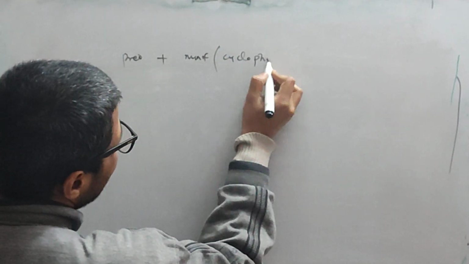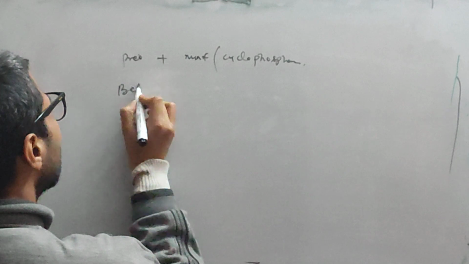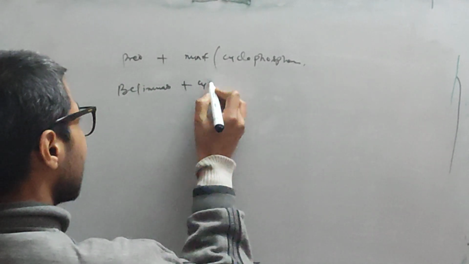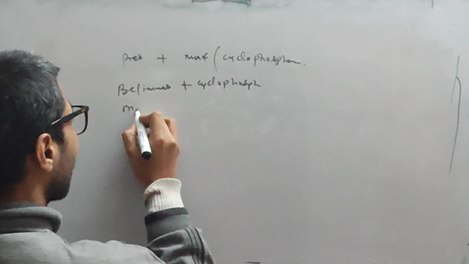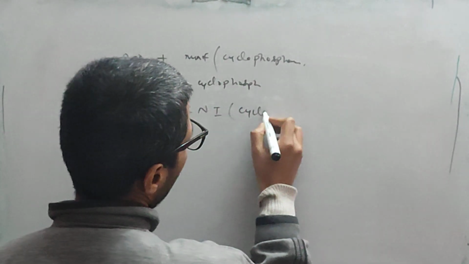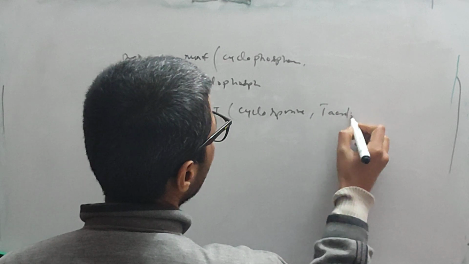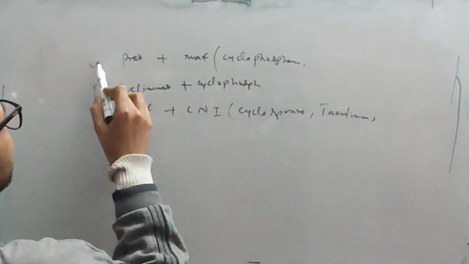And what are the alternative regimens? Alternative regimens are, you can use Belimumab with cyclophosphamide. We can use mycophenolate with calcineurin inhibitors like cyclosporine, voclosporin, tacrolimus. So these are alternative therapies. Generally, this is what we use in our practice. So this is regarding initial therapy.